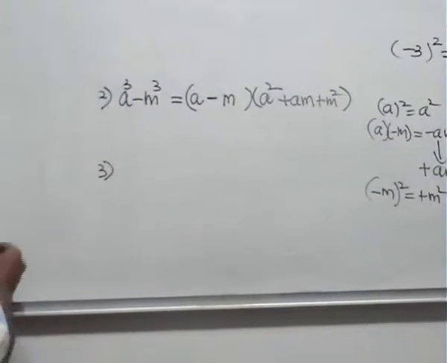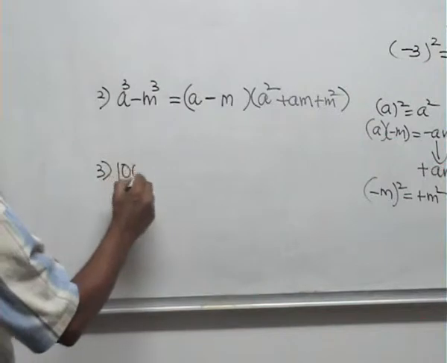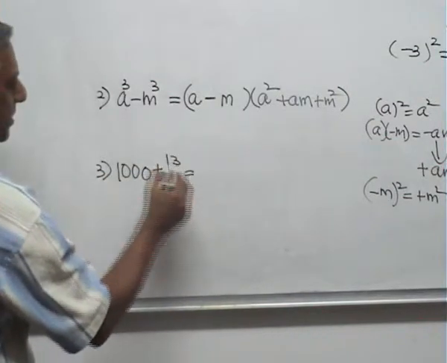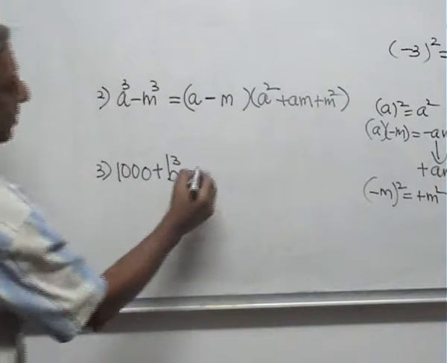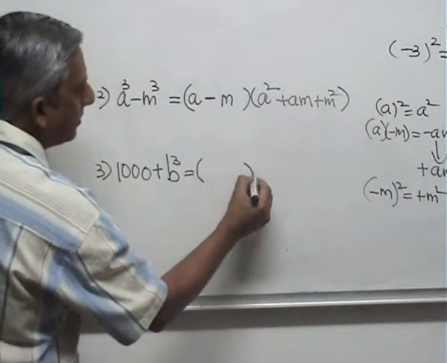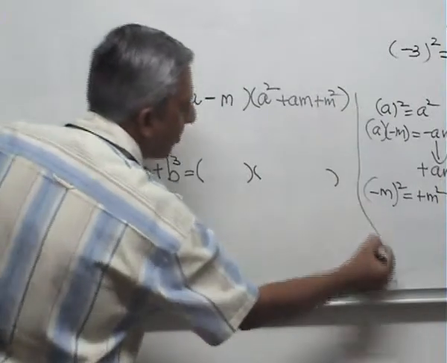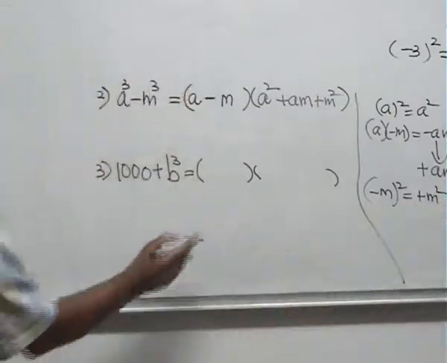Example 3, 1000 plus b cubed. Right, so one bracket small and one bracket little larger. Right, that's all my rough work. I don't need that. Okay.